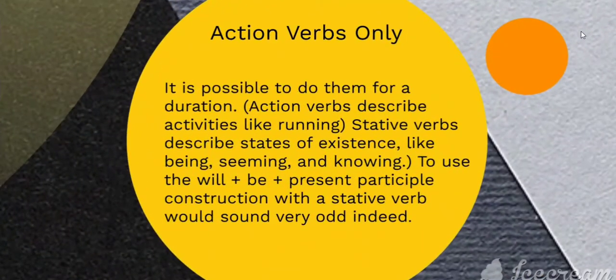So then we have that the future continuous tense is used with action verbs only, because it is possible to do them for a duration, as I said before, because the action verbs describe activities, for example, running, eating, etc. And the stative verbs describe states of existence, like being, seeing, and knowing. And to use the will plus be plus present participle construction with a stative verb will sound very odd indeed.